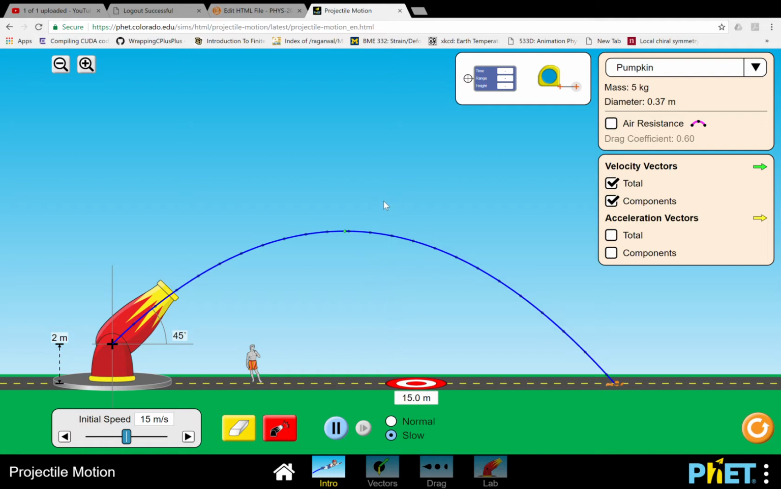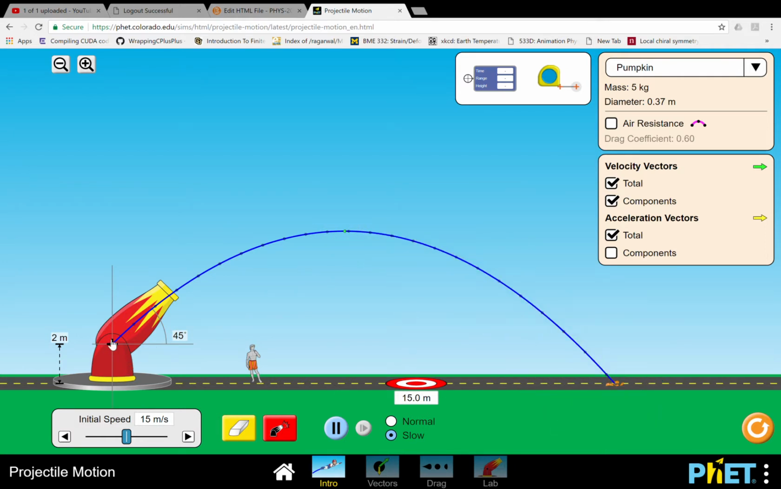What is that acceleration? Well, as you would expect, it has to be gravity. So the acceleration is gravity. So let's plot that acceleration and see. So that is this yellow vector here, and it's always the same. Gravity is always pointing down.